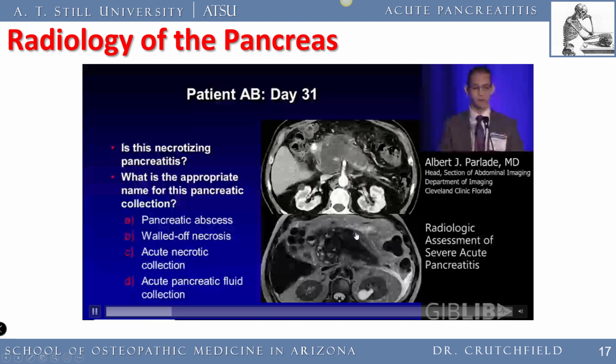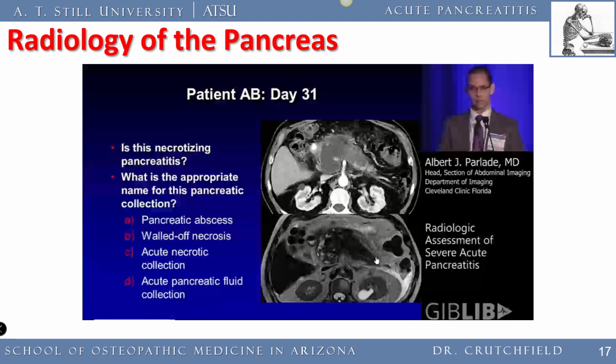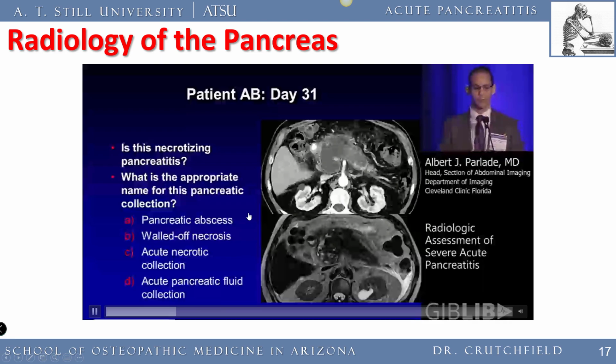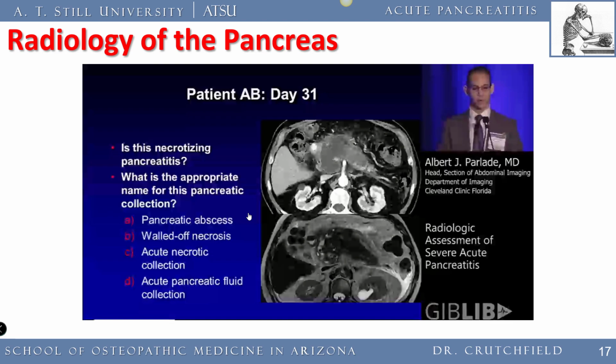Is this necrotizing pancreatitis? Remember, he presented with a CT scan showing interstitial edematous pancreatitis. And what is the appropriate name for this pancreatic collection? Is this a pancreatic abscess? Is this walled-off necrosis? Is this an acute necrotic collection? Or is this acute pancreatic fluid collection? So we'll see the answer later.